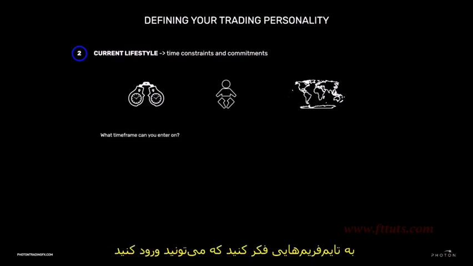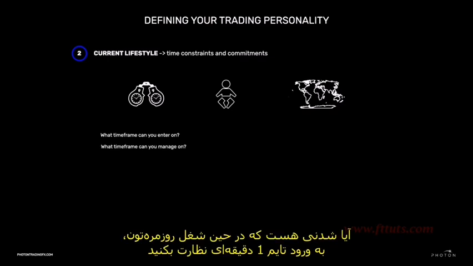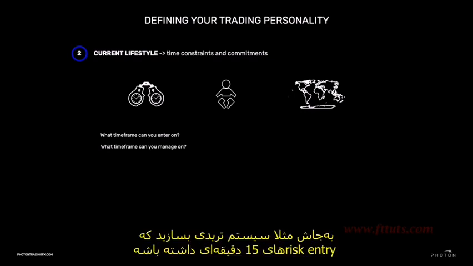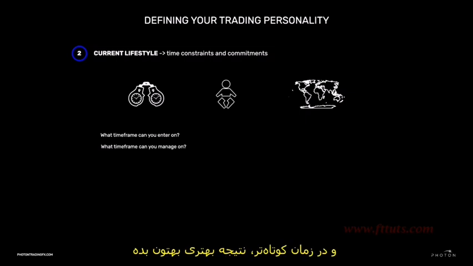Think about what time frame you can actually enter on. What time frame can you manage your trades on? Is it realistic that you will be able to monitor the 1-minute chart for entries during work? You might need to drop your ego a little bit. Don't worry about trying to get a 2-pip stop, and instead build a trading system around the M15 risk entries, for example. Maybe using the M15 or even the 4-hour for entries could be a lot more sustainable for you, and you'll actually have better results in a quicker period of time.